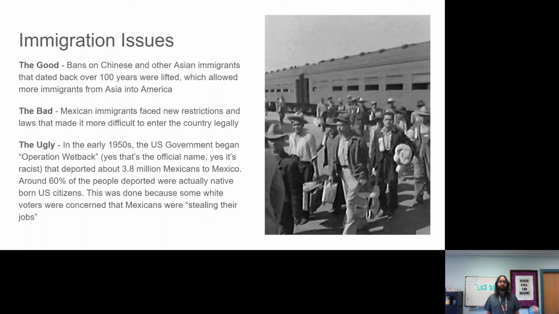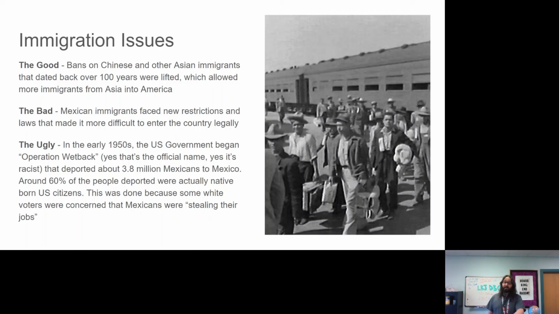And in the early 1950s, the U.S. Government began Operation Wetback. That's the official name. Yes, it's racist. Deported about 3.8 million Mexicans to Mexico. Around 60% of those people were actually native-born American citizens. If that sounds familiar, it's because they did it during the Great Depression. We called it repatriation then, remember? At least we didn't use a racial slur to do it that time.